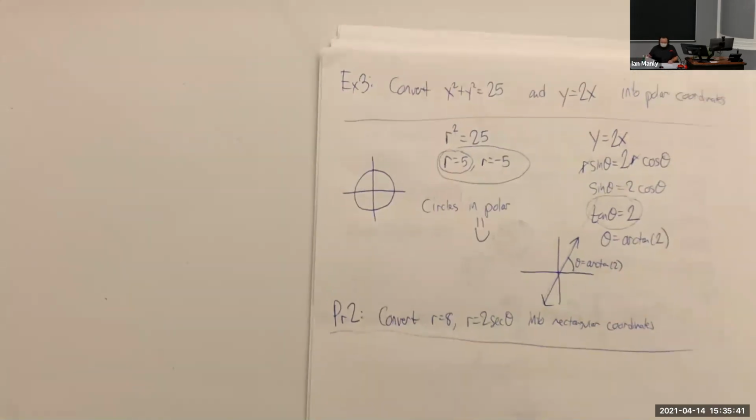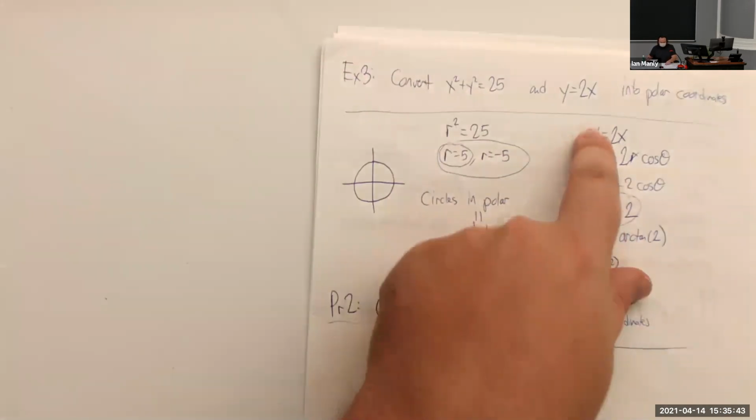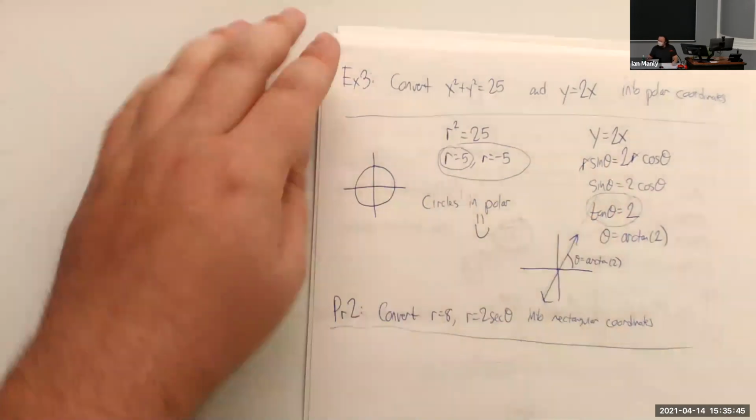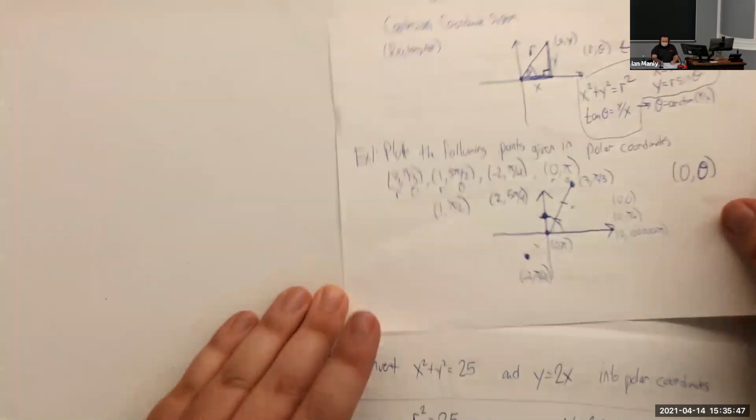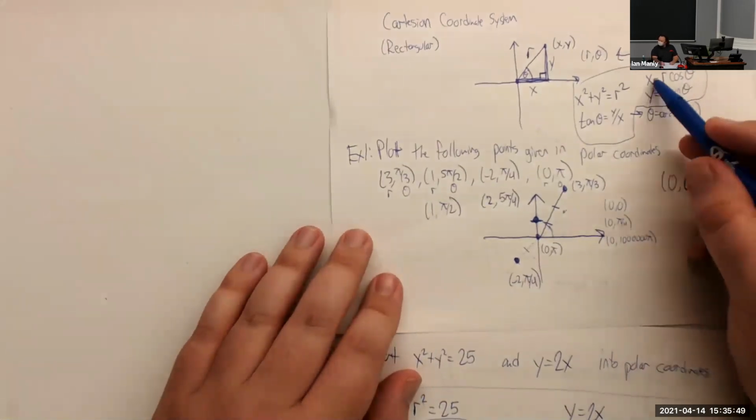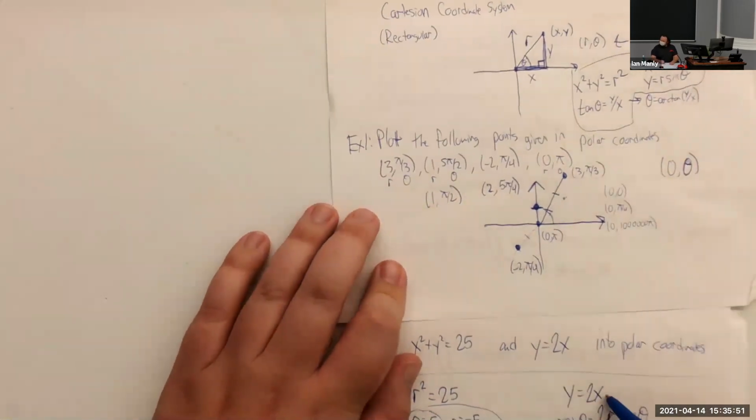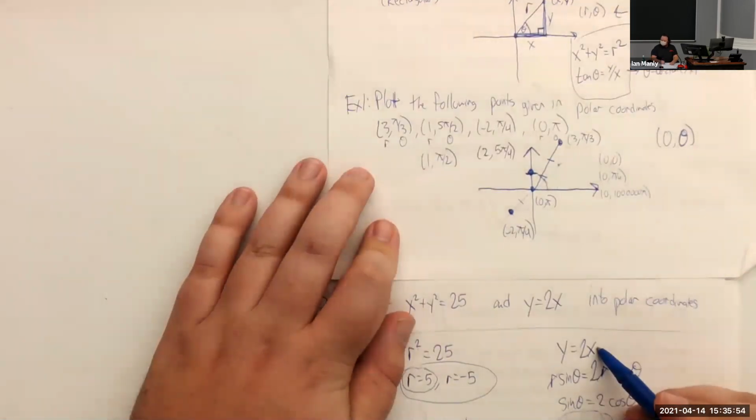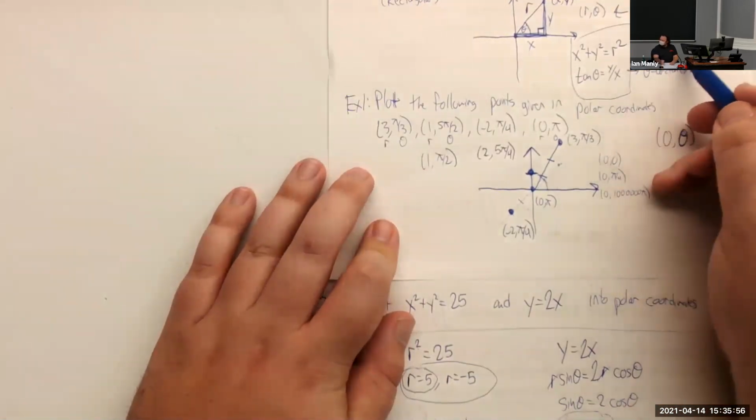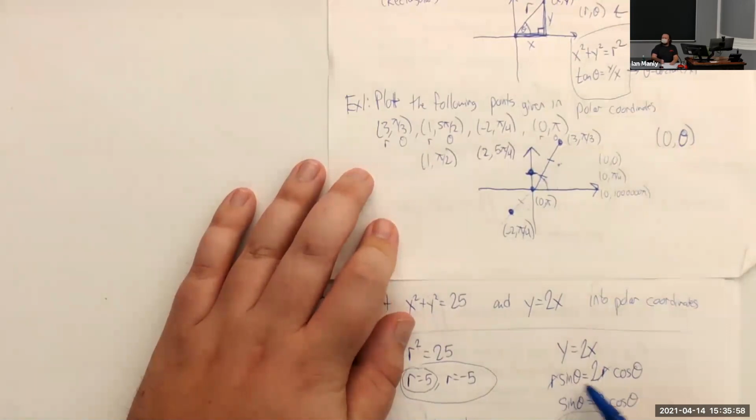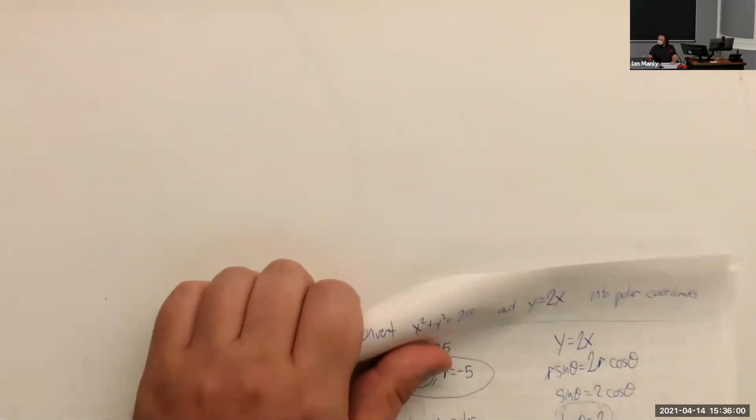Yeah, so we were asked how this step happened in the audience. We used our conversion equation. So x is r cosine of theta, and we substituted that into here. And then we did y equals r sine of theta, and we put it into that side. So we just used the conversion equation.